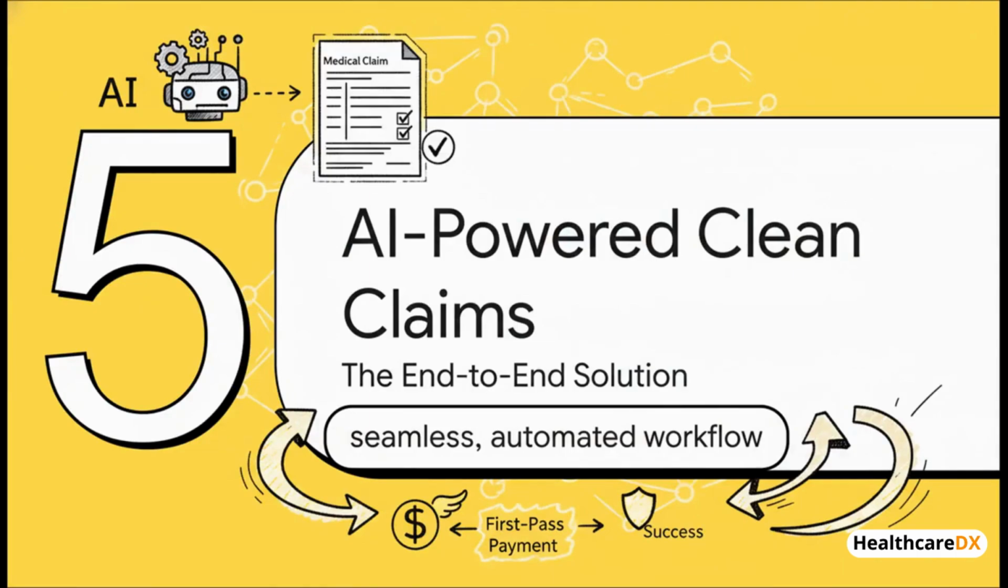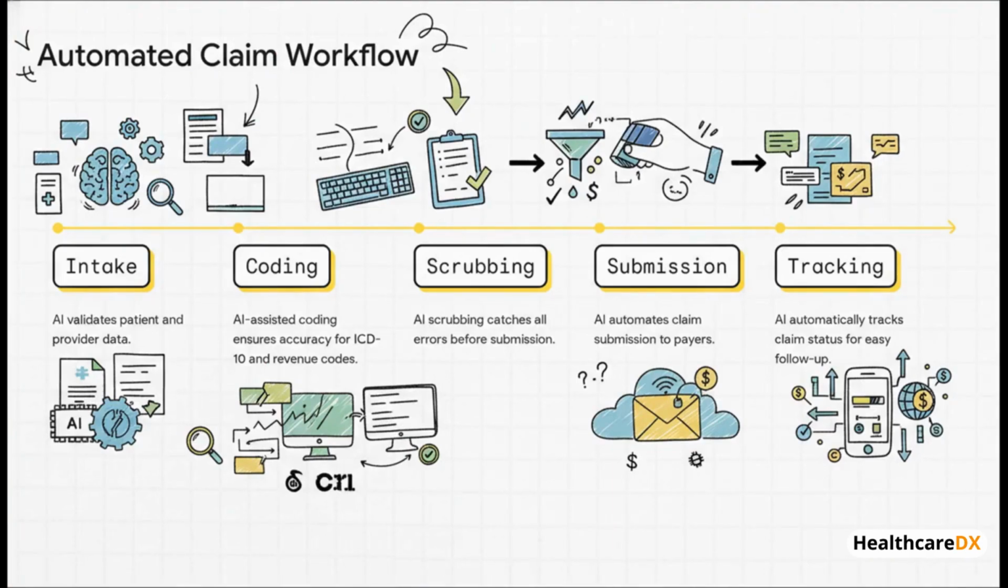And all of this brings us to the ultimate goal, the AI-powered clean claim. This is where every piece we've talked about clicks together into one smooth, automated system that's built from the ground up for first-pass payment. And this timeline just lays it out perfectly. It all starts at intake with AI validating the data. It flows into AI-assisted coding. Then comes that critical scrubbing step. From there, the claim is submitted automatically, and the AI even gives you real-time updates so you always know exactly where your money is.